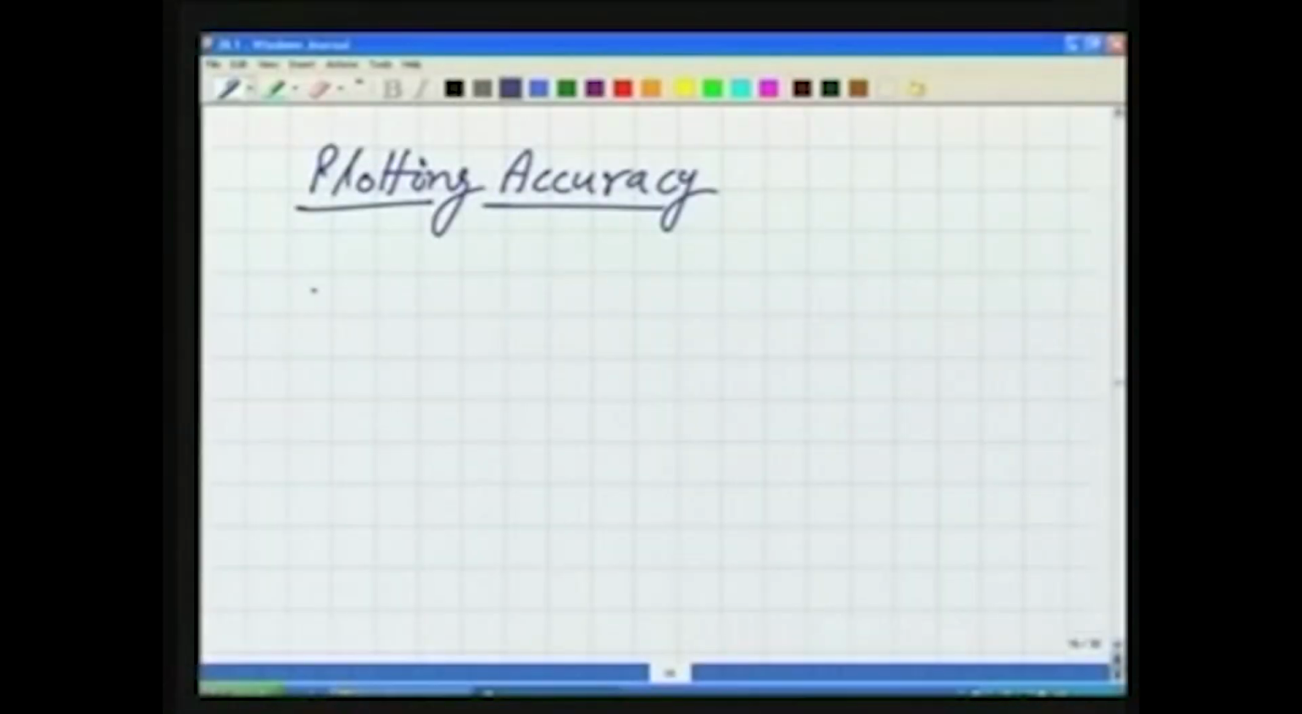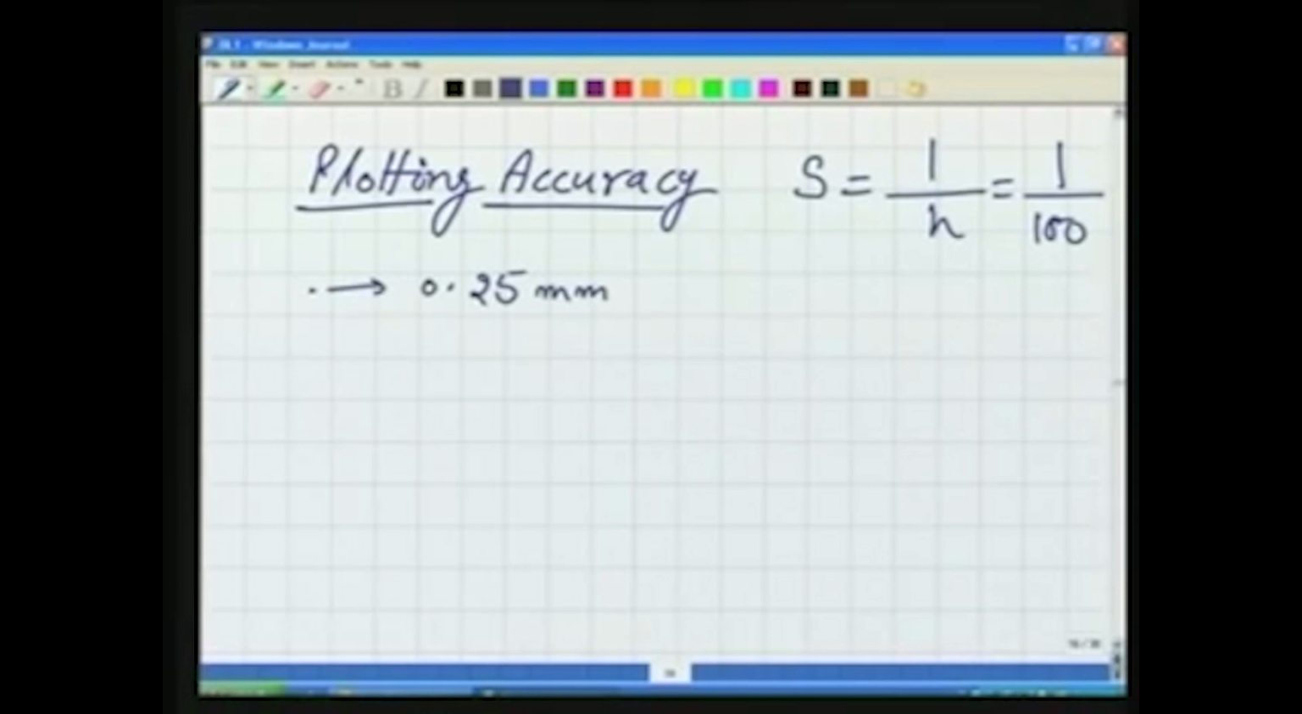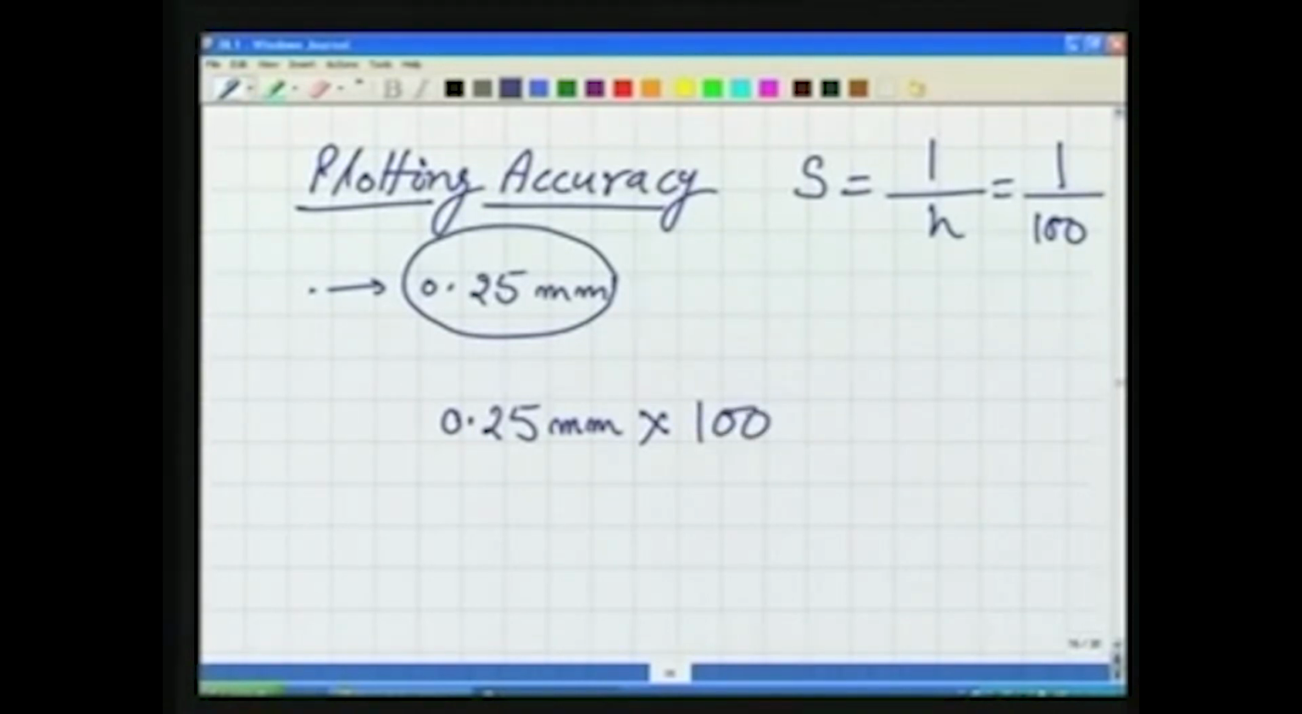What is the meaning of this? Does it convey anything? Yes. When we are talking about the plotting accuracy, there is a dot and the size of this dot is 0.25 mm on the map. What is it equivalent to there on the ground? Well, if you are writing the scale as 1 by n, where n could be any number, for example, let us say 1 by 100, what is the meaning of this? A dot of this size there in the ground will be equivalent to 0.25 millimeter multiplied by 100, isn't it?